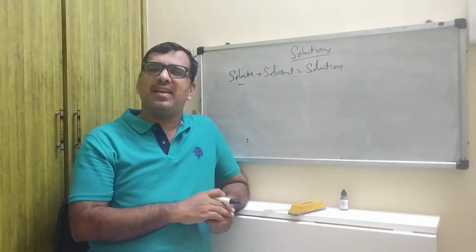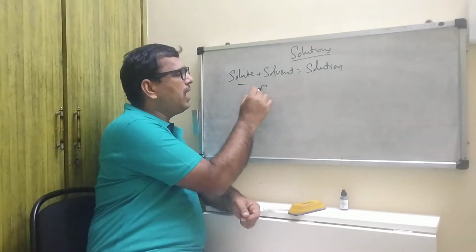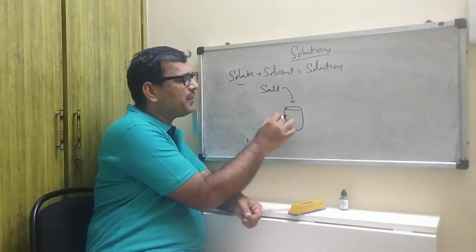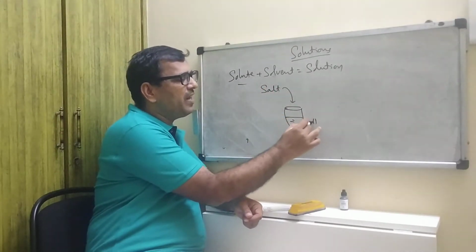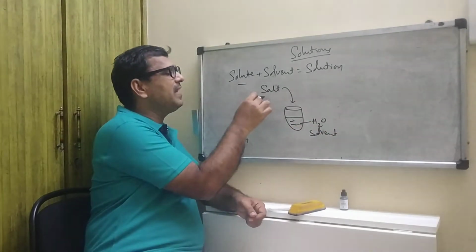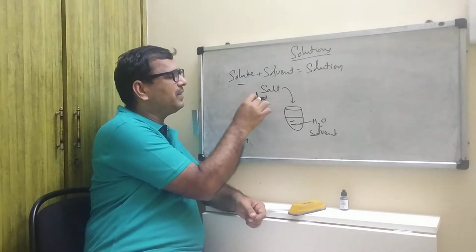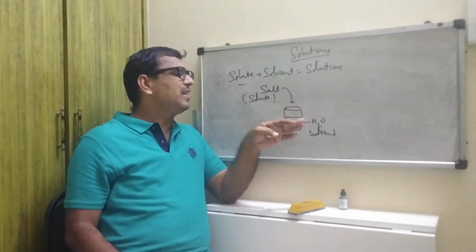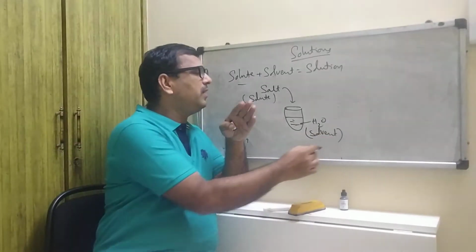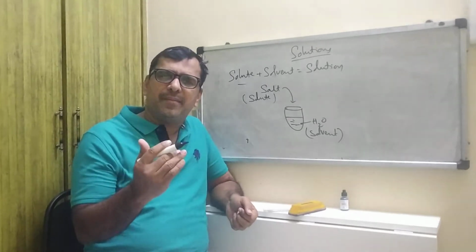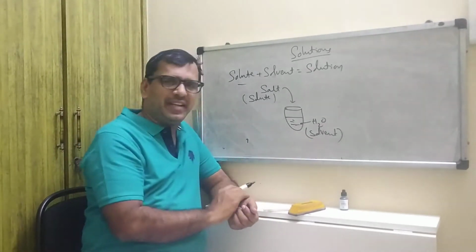One example: here salt is dissolved in water. Water is the solvent, and salt is the solute.